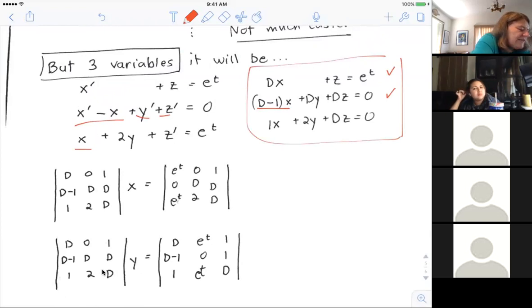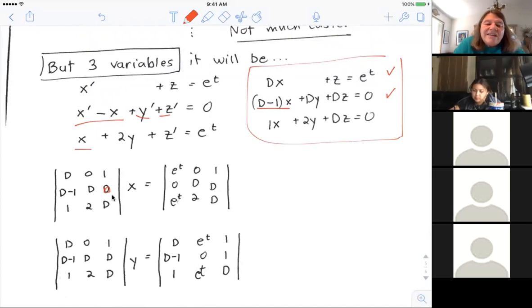It'll be D, there's no y, so D, 0, 1 from the first row. And then the second row will be D minus 1, D, and D. That looks sort of like a 0, but it's a D. These two are D's. And the last one is 1, 2, and D.